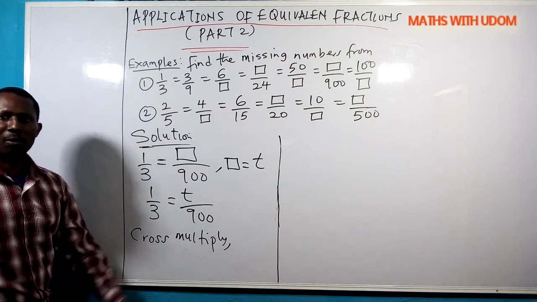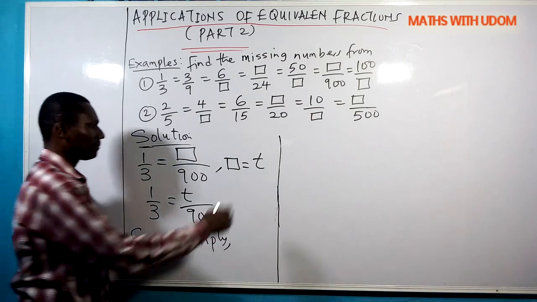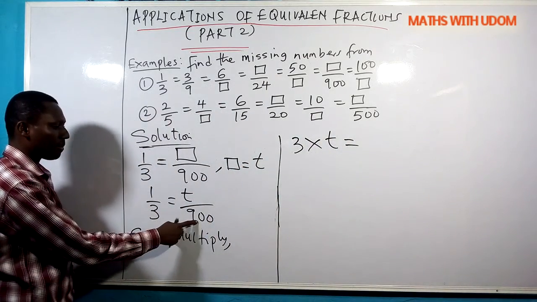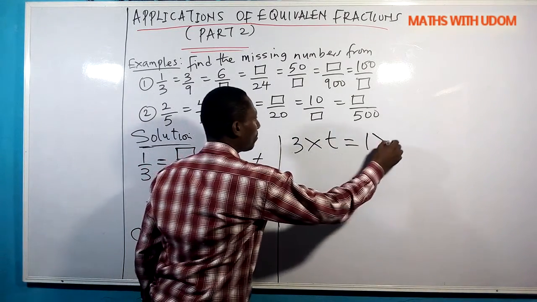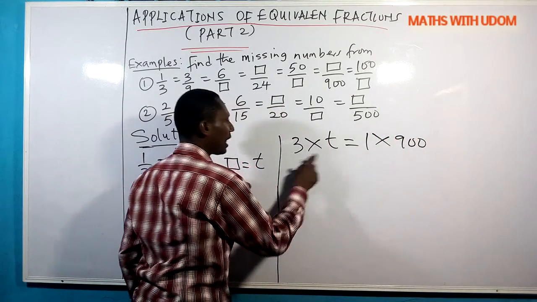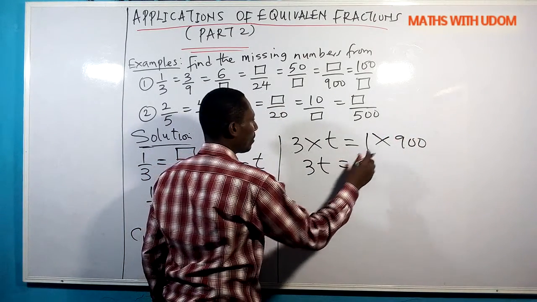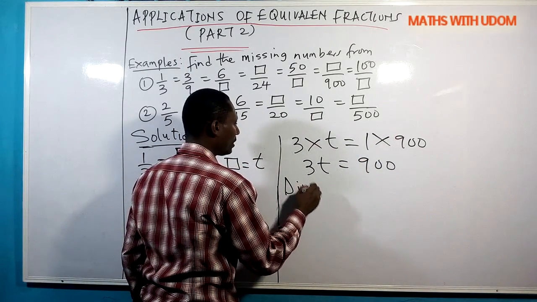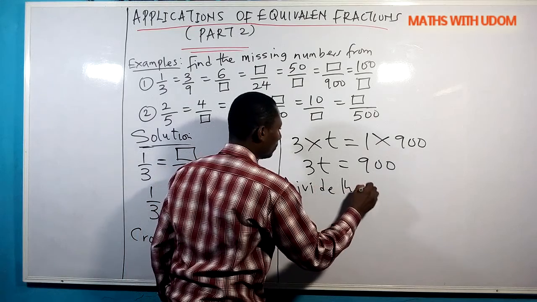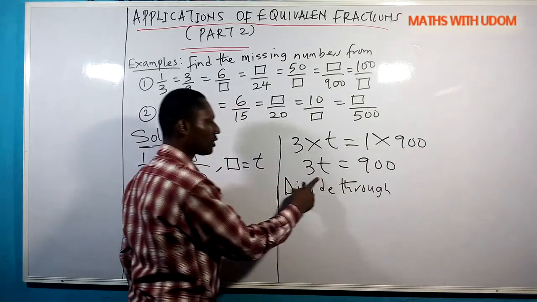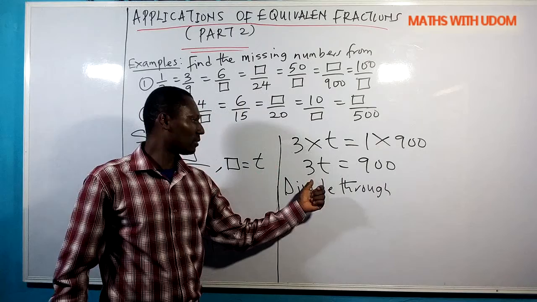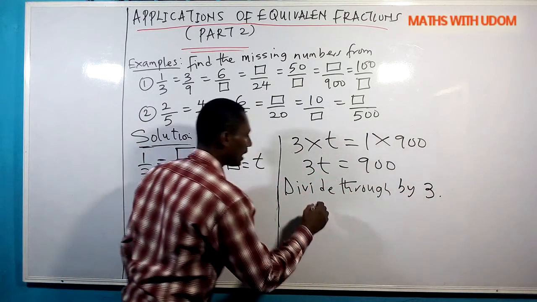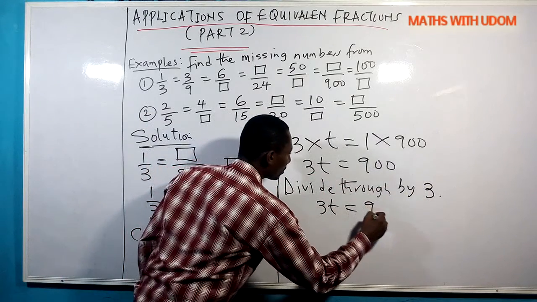If you cross multiply, what do you have? 3 multiplied by T equals to 1 multiplied by 900. 3 times T is 3T. 1 times 900 is 900. I'll divide both sides by the coefficient of the unknown. What is the coefficient of the unknown? 3. So I'll divide through by 3.